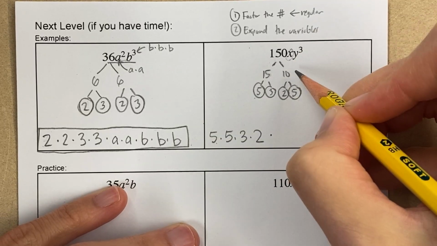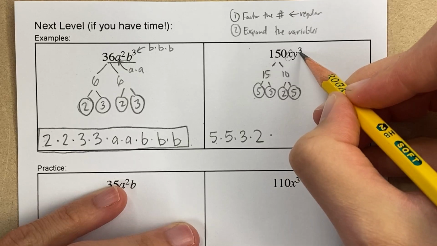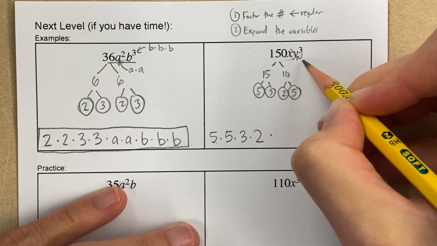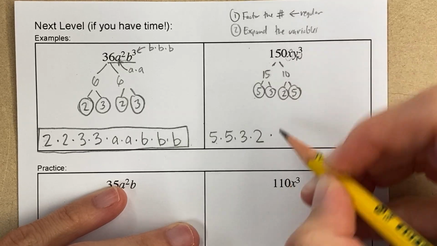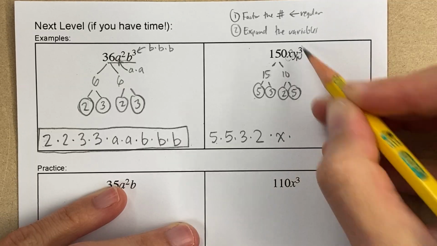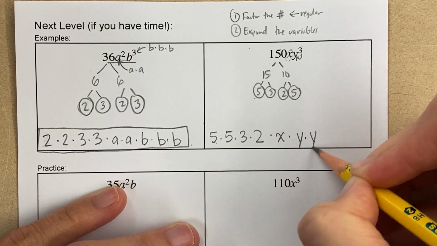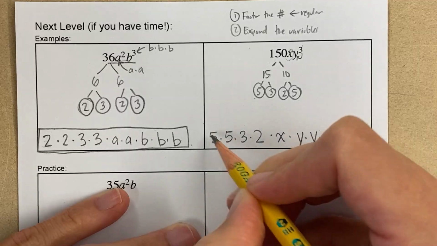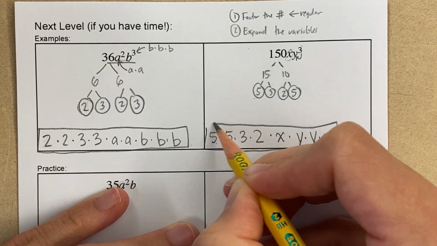see this x right here? That's 1 x. This 3 does not apply to the x. It only applies to the y. This is times x times. That 3 just applies to the y. That's an exponent of 3 on the y. That means y times y times y. All right, that's it. Try them out.